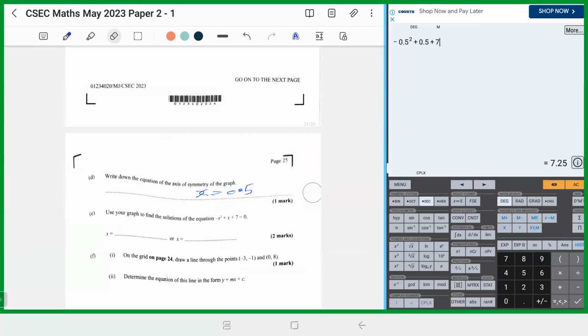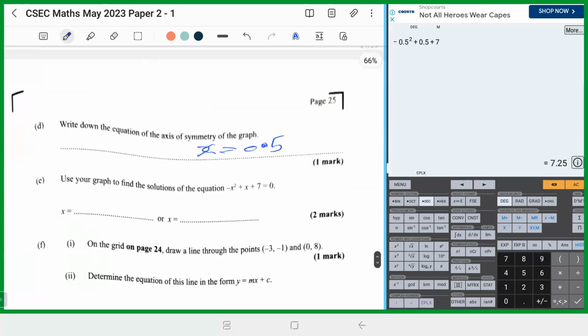Whichever one, it doesn't matter. Axis of symmetry. This part says, use your graph. So we want to use a graph. We don't want us to calculate. Use your graph. Find a solution of this.